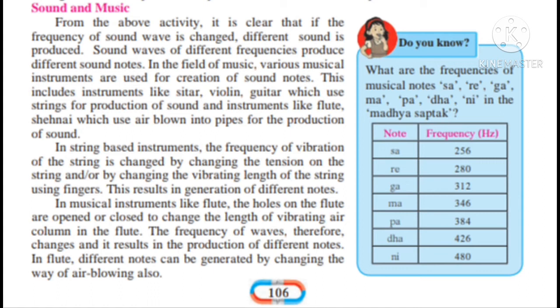Here we should know the frequencies of musical notes sa, re, ga, ma, pa, dha, ni in the Madhya Saptak. So the note sa, the frequency is 256 Hz. Re, the frequency is 280 Hz. Ga, the frequency of ga is 312 Hz. Ma, frequency is 346 Hz. So in this way, we can see in Madhya Saptak, the frequencies of musical notes goes on increasing.